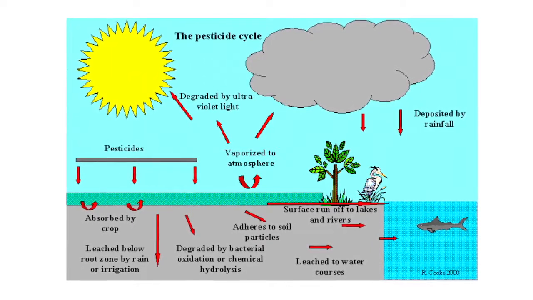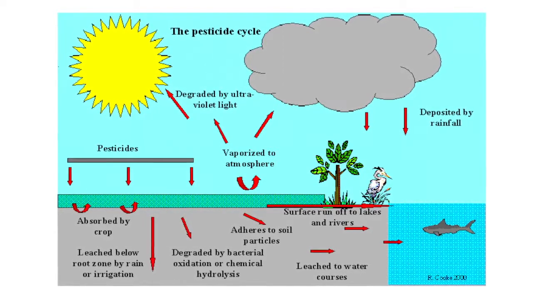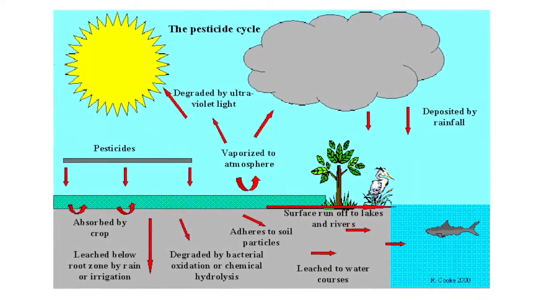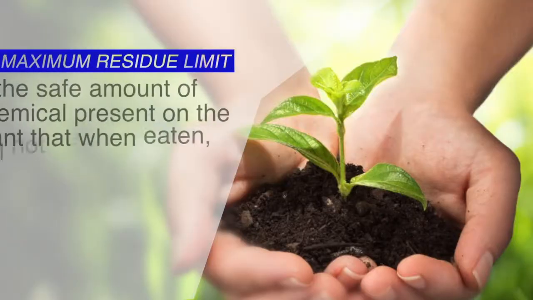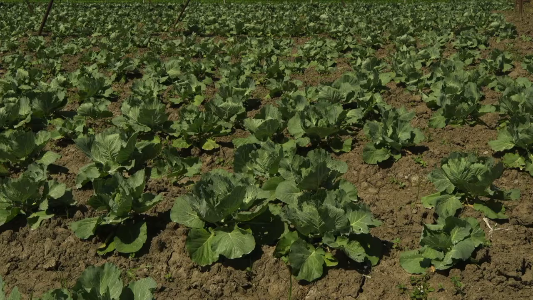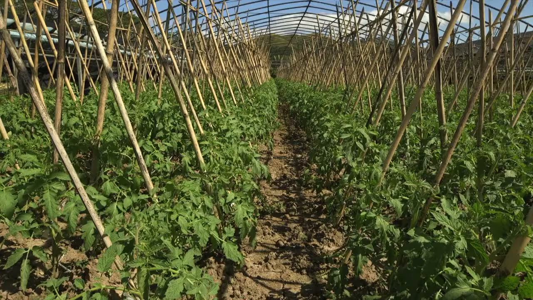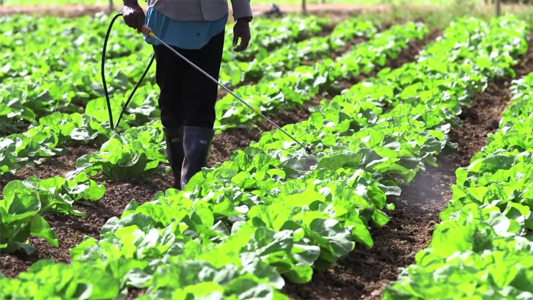Once a pesticide has been released, it leaves a residue that can be broken down by exposure to sunlight, water, temperature, or natural processes. The maximum residue limit is the safe amount of chemical present on the plant that when eaten will not be a concern to human health. This can be taken after the withholding period, which states the number of days between the last spray and crop harvest in which the active ingredient is decomposed.